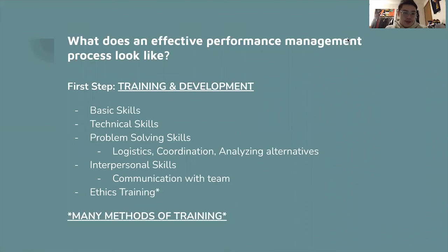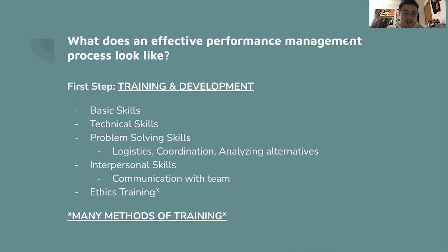The first step to an effective performance management process is training and development. I'm pretty sure when all you guys got your first jobs, you had to go through some sort of training and development for however long it took before you could actually take the field and work. There are many methods of training, and there's a lot of different skills that one can learn, so I'm going to go over a few.